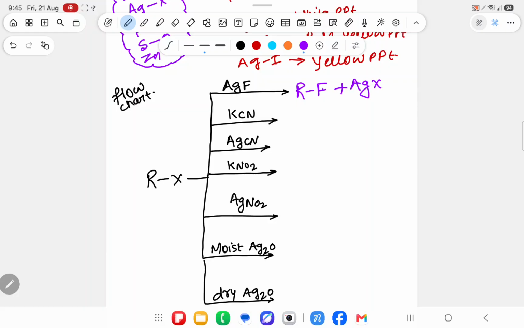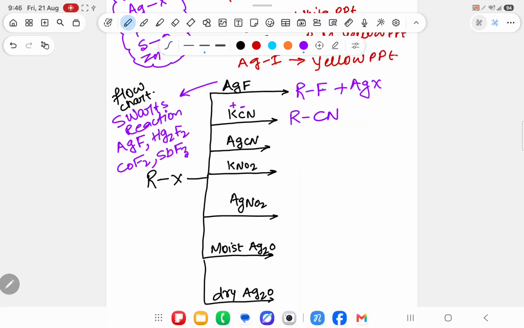Now when you will react alkyl halide with AgF, it will give RF, alkyl fluoride, plus AgX, and we know that this reaction is known as Swarts reaction. In Swarts reaction we will use the reagents AgF, Hg2F2, COF2 and SbF3.